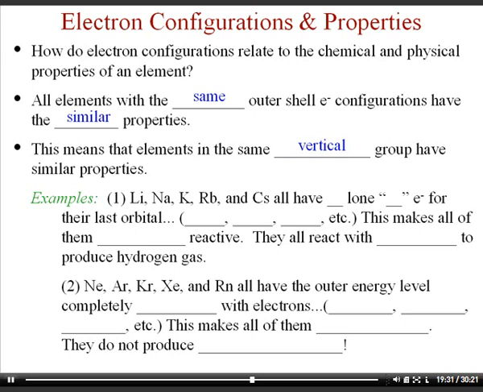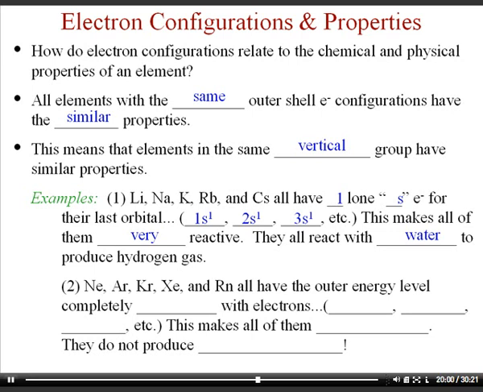So for example, if you look at group 1 on the periodic table, which contains the metals lithium, sodium, potassium, rubidium, and cesium, they all have one single s electron in their last orbital. For example, it's 1s1, or 2s1, or 3s1, etc. And this makes them all very reactive, and they happen to react violently with water to produce hydrogen gas. And I show a video of guys throwing sodium, potassium, rubidium, and cesium in water. Well, what happens is that one single electron makes it very, very reactive.